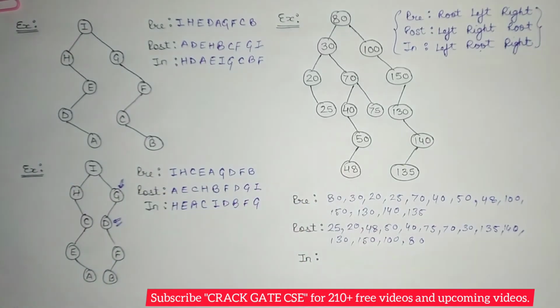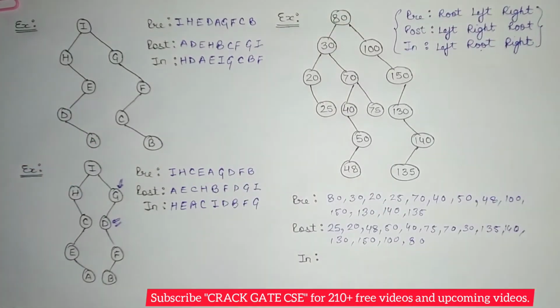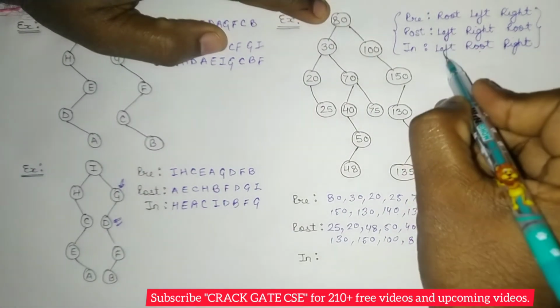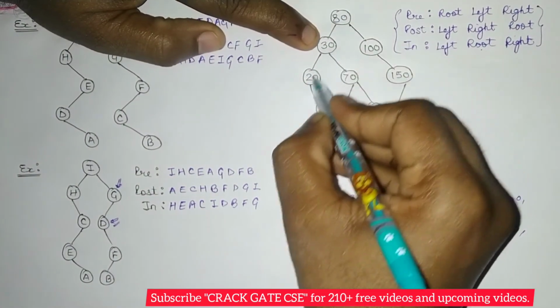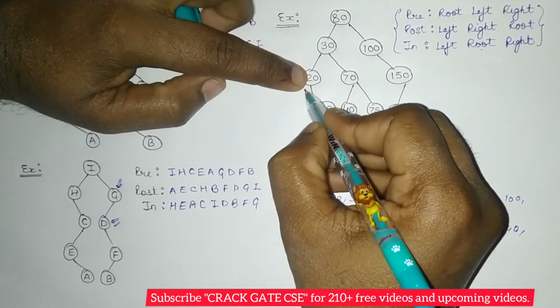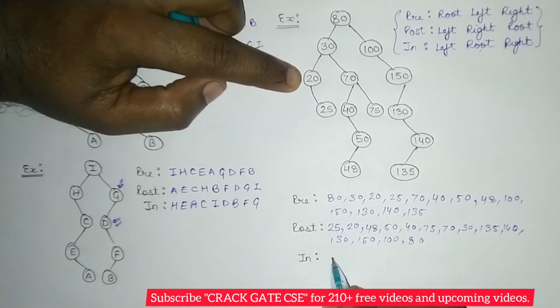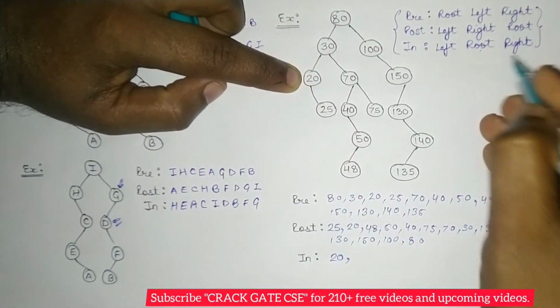Now for this third question, let's try to find out how we can find the in order. Start with this node 80. Left exists, move. Left exists, move. Left does not exist. So if left doesn't exist or left is completed, we have to print root. That means 20 will be printed. Once root is printed, we have to move on to the right.